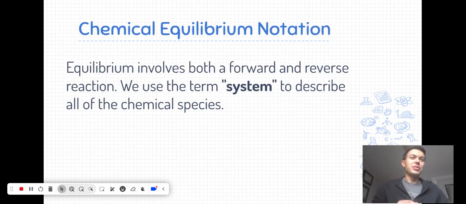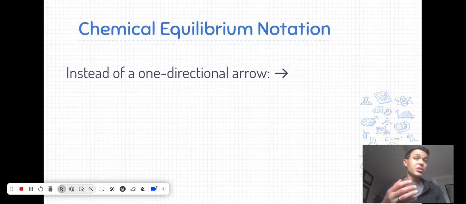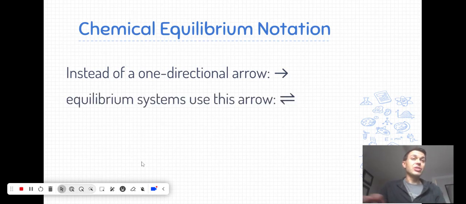Before we delve into that definition a bit further, let's just introduce some notation and some language that you'll be using throughout this unit. Because an equilibrium involves both a forward reaction and a reverse reaction, we will use the term system rather than chemical reaction to describe all of the chemical species involved. In our reactions, because we have reactions going in both directions, instead of using the one directional arrow, we will use the equilibrium system arrow, which looks like two half arrows.